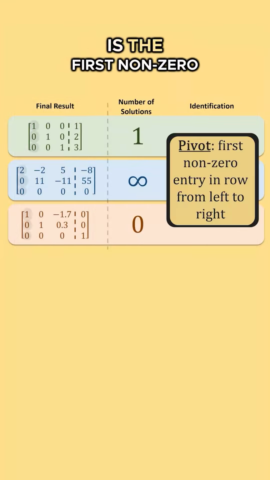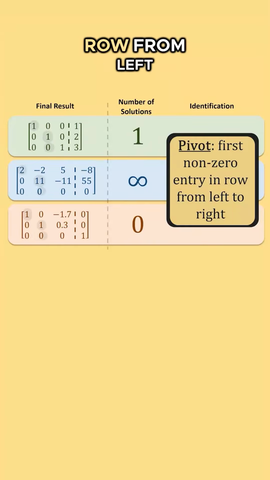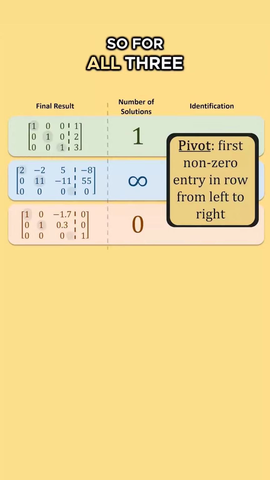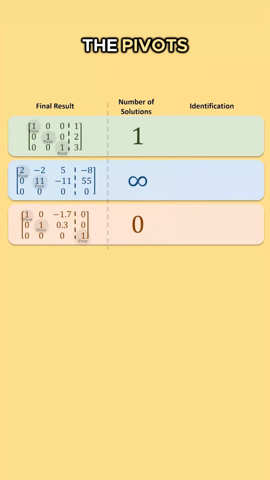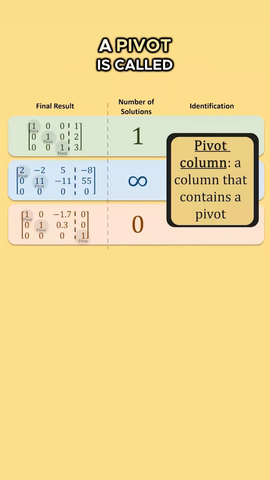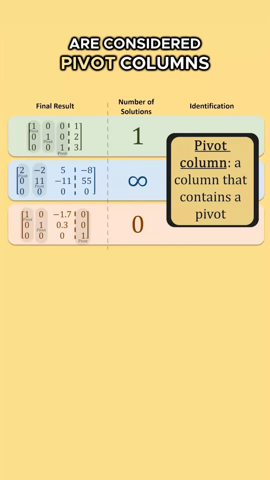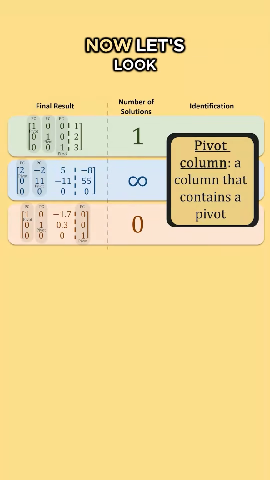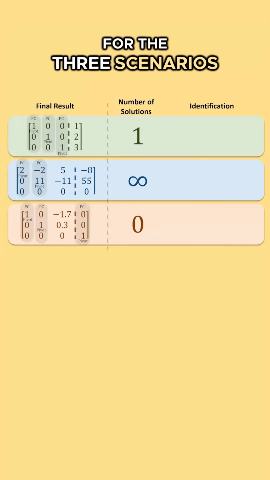Recall, the pivot is the first non-zero entry in a given row from left to right. So for all three of the scenarios, here are all the pivots. A column that contains a pivot is called a pivot column. All of these columns are considered pivot columns since they contain a pivot. Now let's look at the pivot columns for the three scenarios.